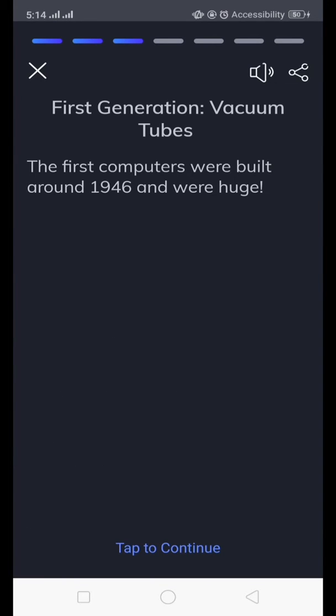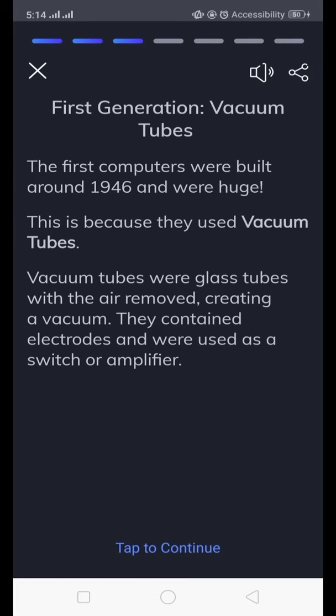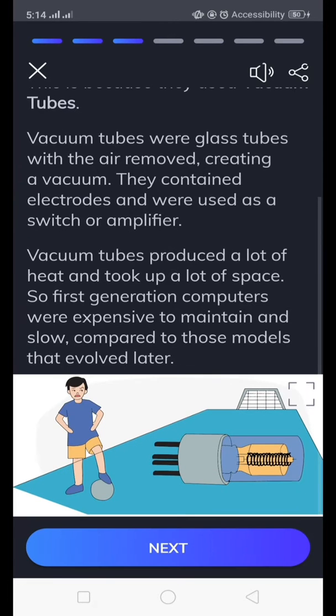The first computers were built around 1946 and were huge. This is because they used vacuum tubes. Vacuum tubes were glass tubes with the air removed, creating a vacuum. They contained electrodes and were used as a switch or amplifier. Vacuum tubes produced a lot of heat and took up a lot of space. So first-generation computers were expensive to maintain and slow, compared to those models that evolved later.